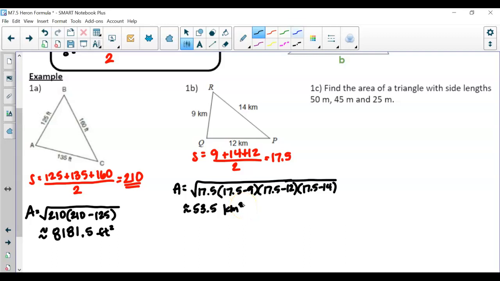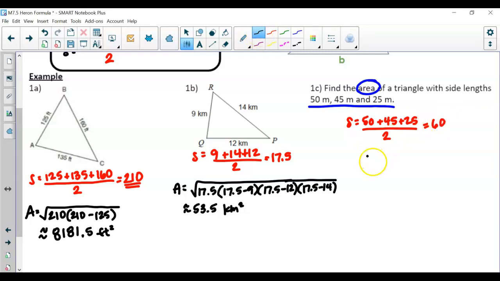So now 1C. Notice how it's asking to find the area. You're given all three side lengths of your triangle. So again, go ahead and pause the video and find the value of S. Make sure that you get that value of S. Adding them up, 50 plus 45 plus 25 to get your perimeter, but then don't forget to divide by 2. So you should have gotten 60.